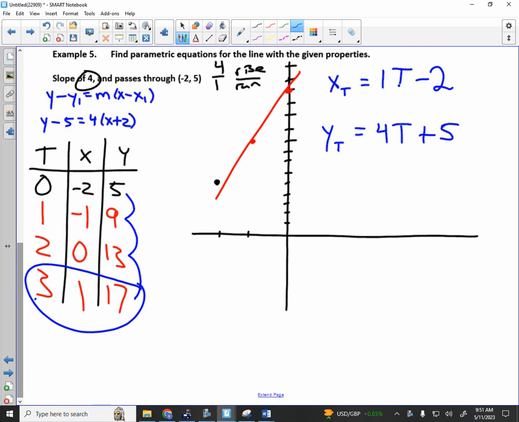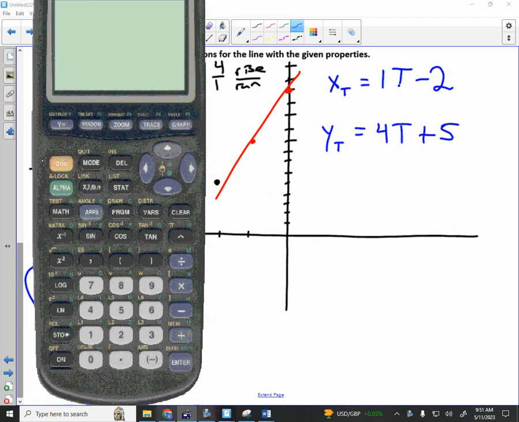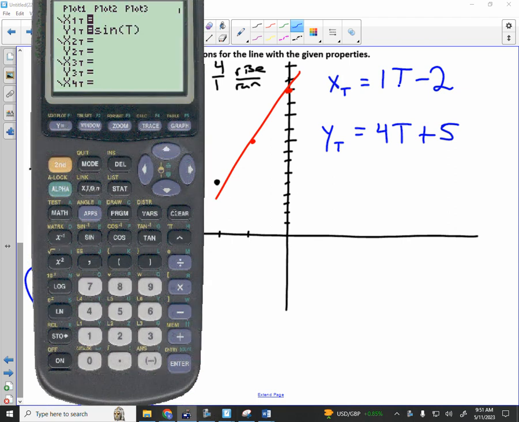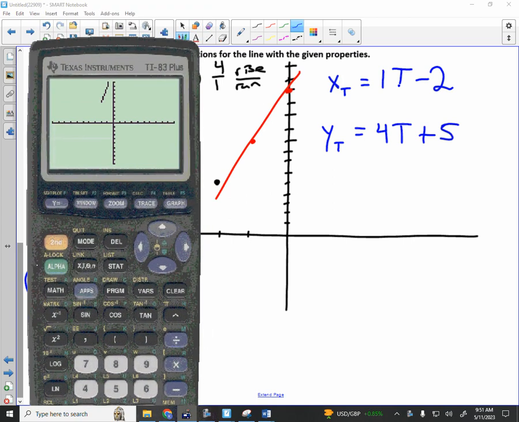And in fact, if we go back to our calculator and we turn it on, we can go into y equals, and we can change that to t minus 2. And we can change that to 4t plus 5. And hopefully I get a line. Look, my line starts at -2, +5, and it heads up just like we thought. So we wrote an equation for that line in parametric form.